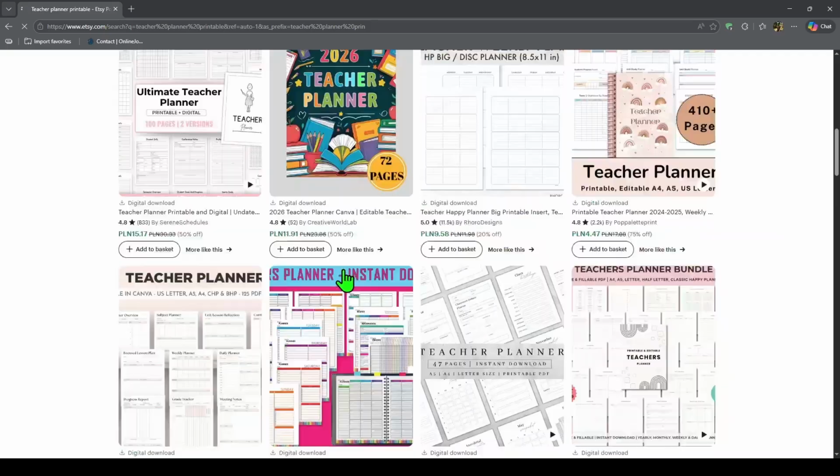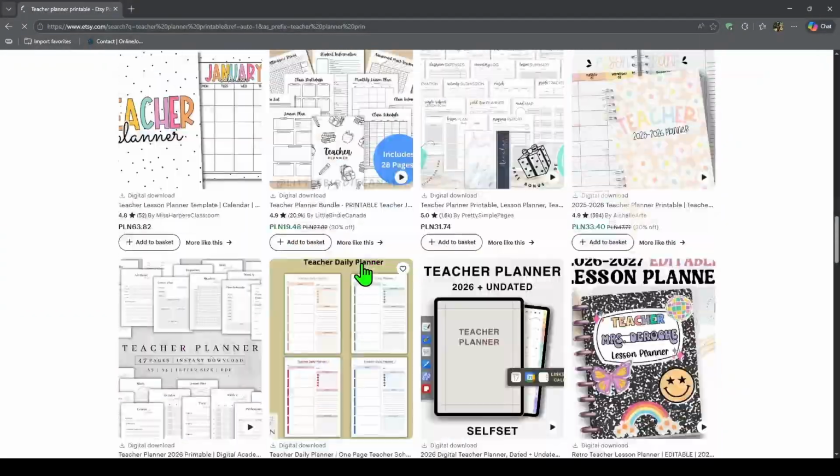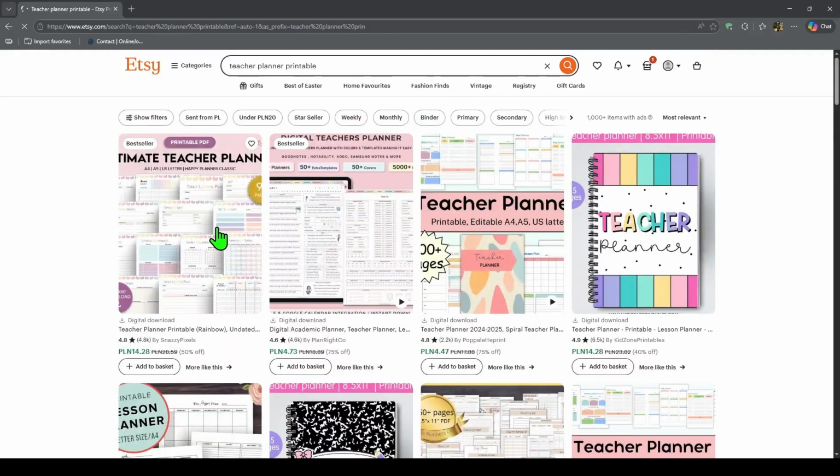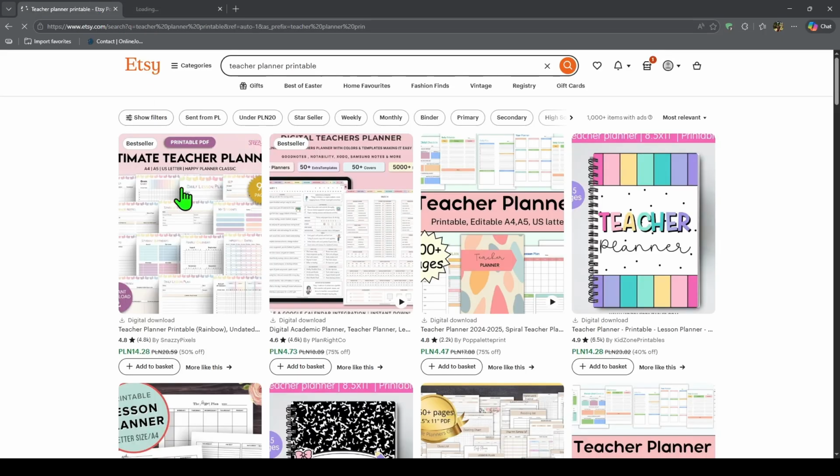Scroll down to the bottom of a listing to see your price, write a clear title and description, and publish the listing. When someone buys the product, Etsy will automatically deliver the PDF with the template link.